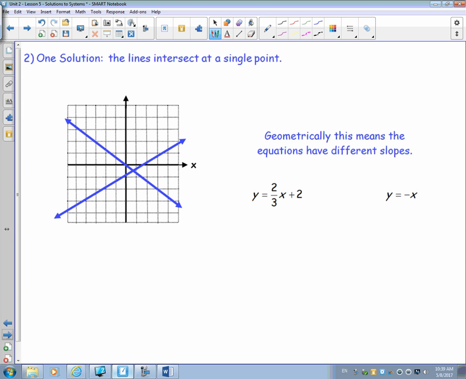Situation two, they intersect at a single point. The most obvious way to tell this is that they're going to have different slopes. If you have a different slope, they'll have to meet somewhere. It might be a nice spot, it might be a messy spot, it might be way off the graph somewhere, but they'll meet as long as they have different slopes.